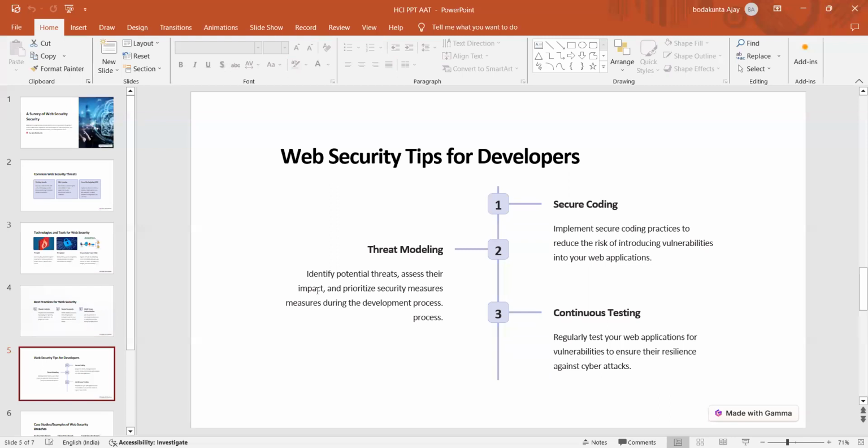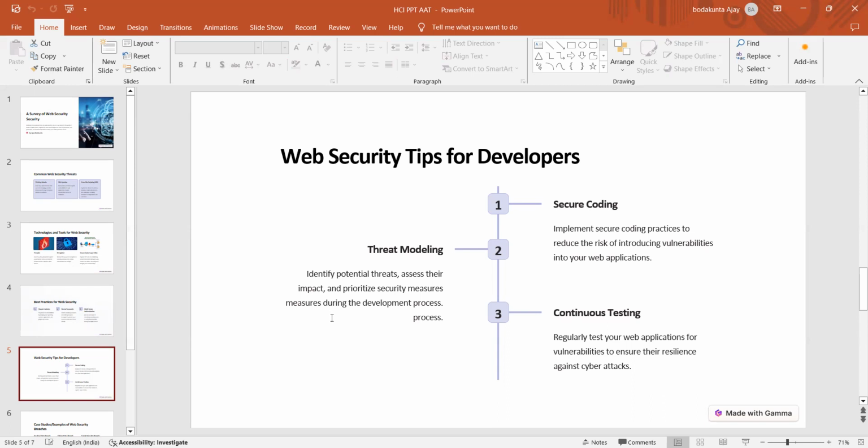The next one is threat modeling. We should identify the threats that may attack our website, assess their impact, and prioritize security measures during the development process. So these are the threat modeling tips.